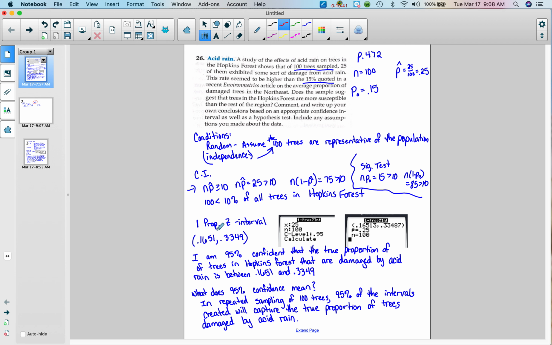Notice that my 0.15 is not in the confidence interval. So I would have evidence from my confidence interval to state that the trees in Hopkins Forest are more susceptible to acid rain damage than the rest of the region, because the entire confidence interval is above 15%. So you can use a confidence interval in many of the same cases you would use a significance test. This is a great problem because it asks you to do both things. This kind of covers everything from chapters 19 and 20 all in one problem. So it was worth taking the time to go through, and I hope you watched it.